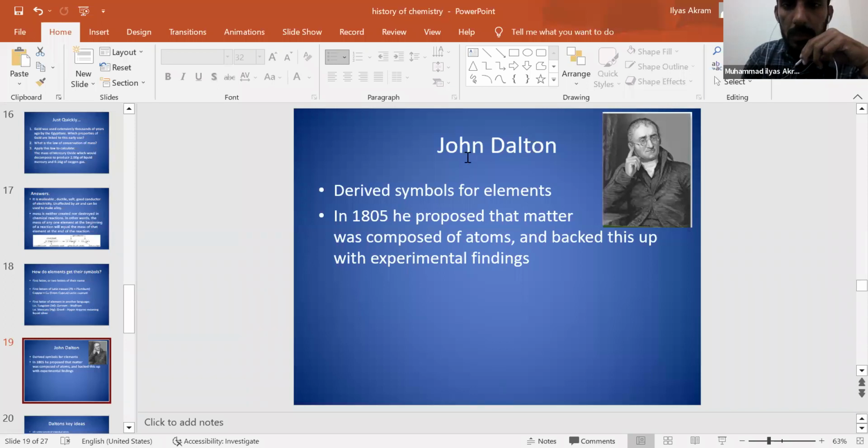Now, John Dalton discovered symbols for the elements and derived symbols for the elements. In 1805, he proposed that matter was composed of atoms and backed this up with experimental findings. So John Dalton was the scientist who symbolized the elements and also composed the atomic theory, that is all matter is composed of atoms.